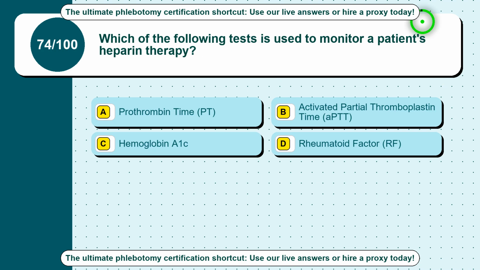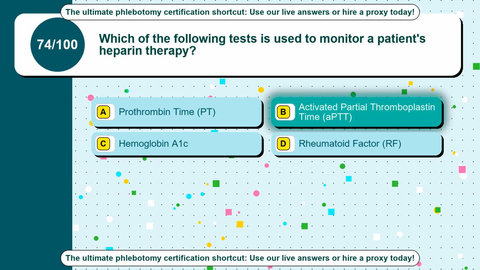Question 74. Which of the following tests is used to monitor a patient's heparin therapy? Option A, prothrombin time, PT. Option B, activated partial thromboplastin time, APTT. Option C, hemoglobin A1c. Option D, rheumatoid factor, RF.